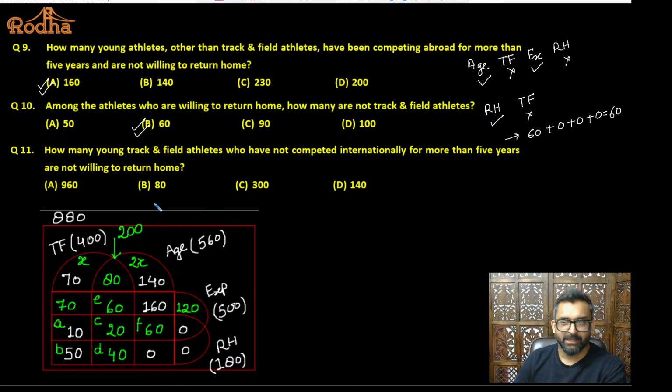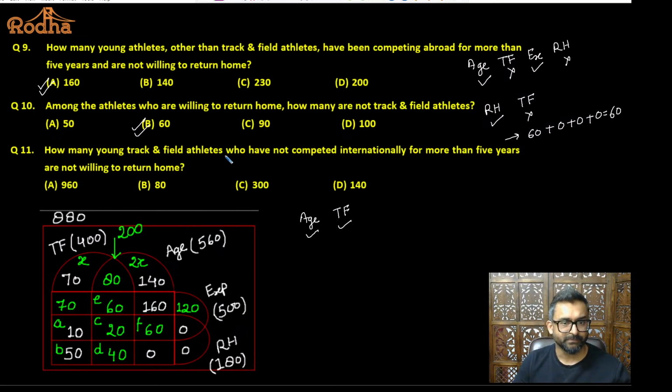B Bombay. Fine. What about the last statement? How many young track and field athletes, that means they have age also, they are track and field athletes. I am doing it, I could have done this by Venn diagram, but it is understood better this way, that's why I am doing it. They are young, I hope it is okay. They are young and they are track and field athletes.